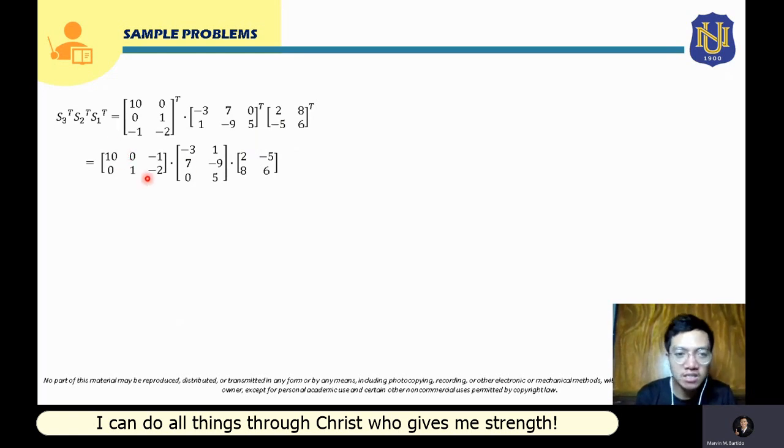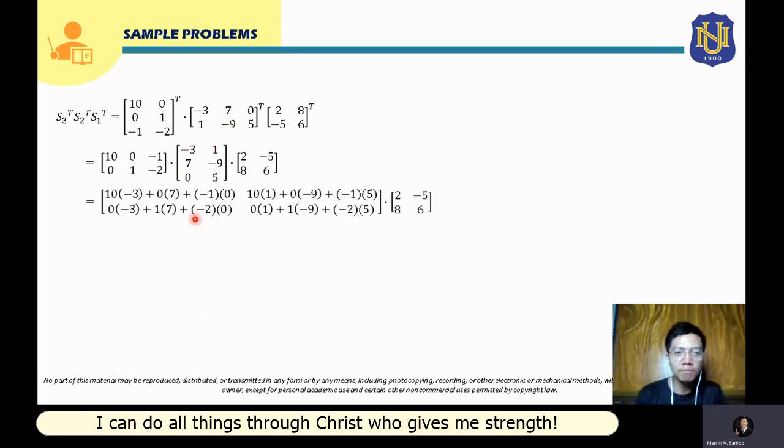Now we are going to solve for its product. You can solve first for the product of S3 transpose and S2 transpose, and then multiply it to the third submatrix. You can also solve first for the product of the second submatrix and first submatrix, and multiply it to submatrix 3. But here, we are going to multiply first submatrix 3 transpose and submatrix 2 transpose. So multiplying them.